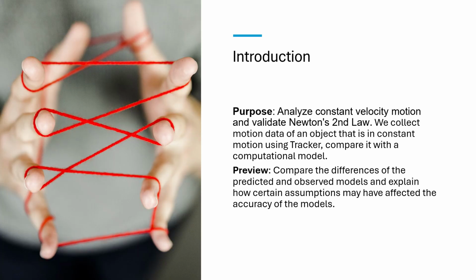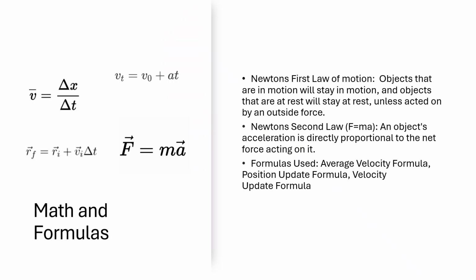So, the introduction. The purpose of this lab was to analyze constant velocity motion and validate Newton's second law. We collect motion data of an object in constant motion using Tracker and compare it with a computational model, that being the GLOW script. Preview: compare the differences between the predicted and the observed models, the predicted being the GLOW script and the observed being the Tracker, and explain how different assumptions may have affected the accuracy of the models.